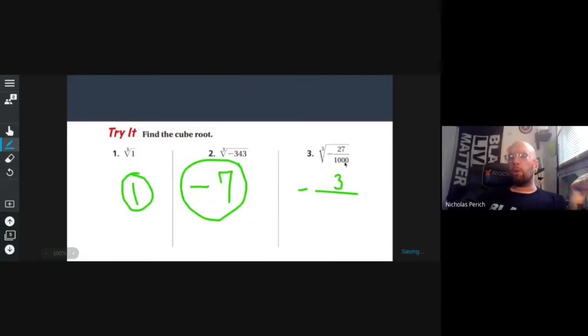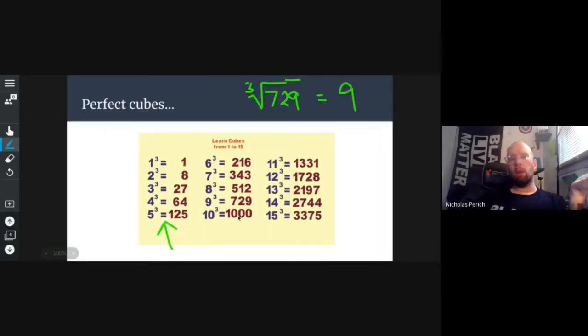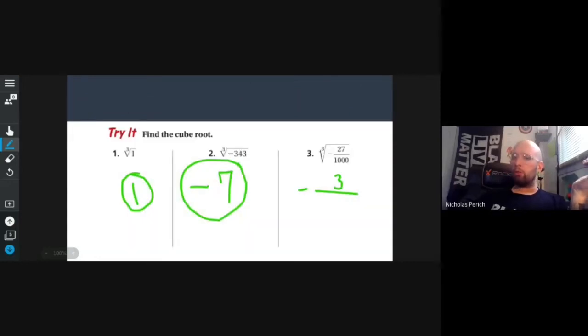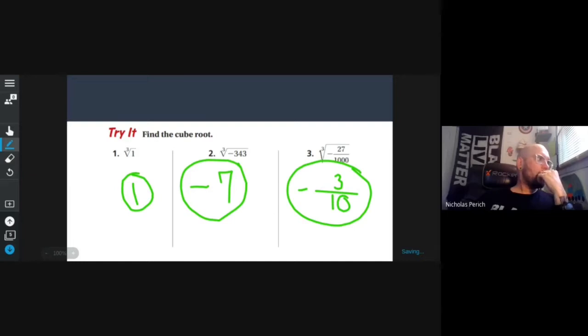The cube root of 1,000 is 10. Where is it? 10. There you go. So the cube root of 27 over 1,000 is 3 over 10. And don't forget, the cube root of a negative is a negative. Easy, baby.